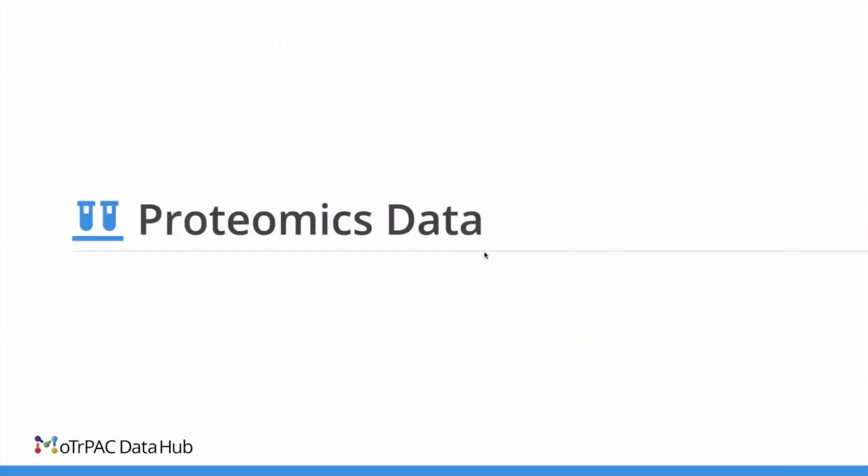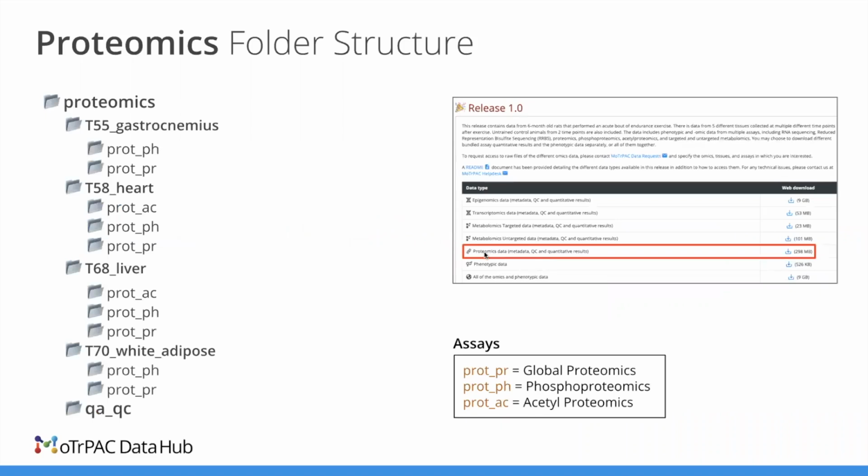We will now move to proteomics data. Again, we have our directories. This is similar in spirit to metabolomics in that we have a few assays for each tissue. In this case, we have up to 3 assays per tissue, 1 global proteomics, another one for phospho proteomics, and in some cases, whenever we could produce it, we have another folder for acetyl proteomics.